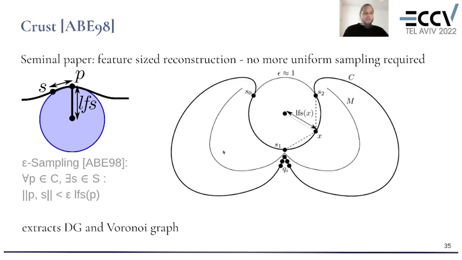The crust algorithm extracts the Delaunay graph and then the Voronoi graph in order to reconstruct the curve. They prove that for an epsilon sampling of smaller than up to about 1/4, they can always reconstruct the curve, and this conforms to an opening angle alpha of adjacent edges of a sample of about 151 degrees. So it's not a very good result yet, but it was the first very good proof for features of any size that they can reconstruct the curve.